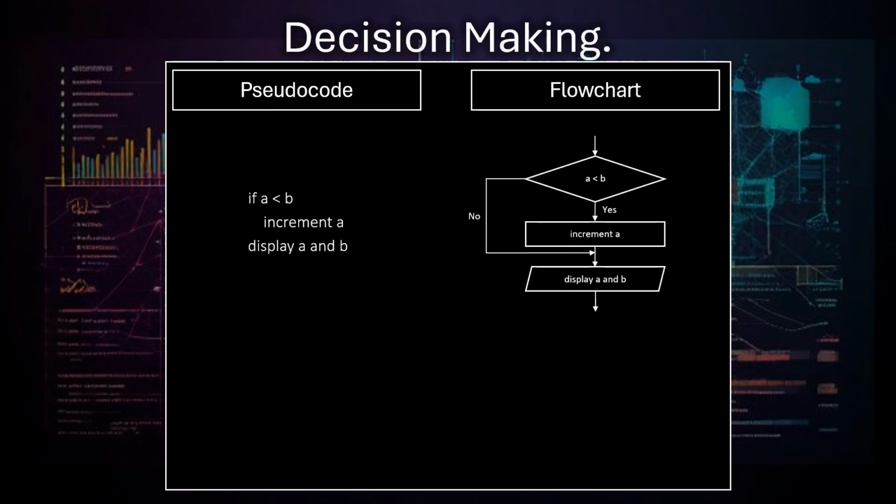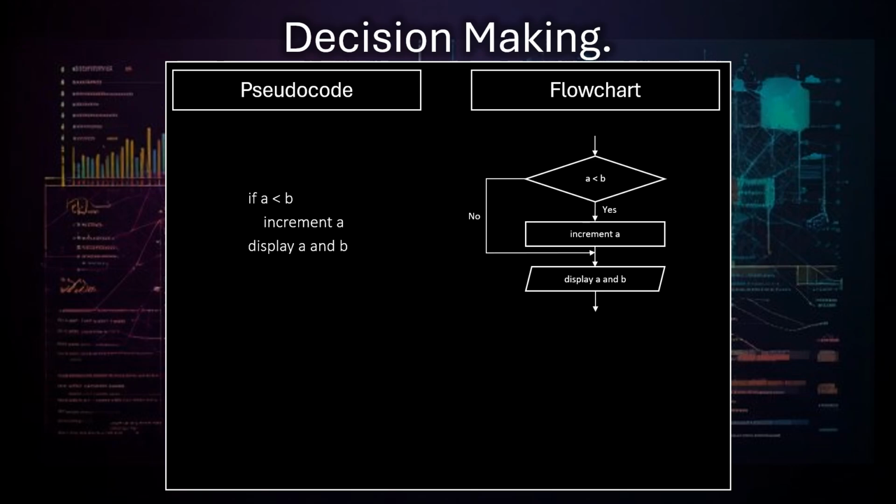Here, on the left-hand side we see some simple pseudocode that checks whether a number A is smaller than another number B. If yes, A is incremented. Finally, the values of A and B are displayed. The flowchart on the right represents the same algorithm, just in a graphical manner.